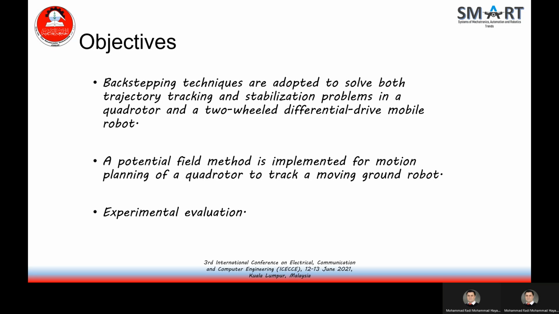This work also introduces a potential field method for motion planning of a quadrotor to track a moving ground robot. The planning controller produces an attractive potential force as a function of the relative position and velocity of the target with respect to the quadrotor. The performance of the control systems was evaluated experimentally.